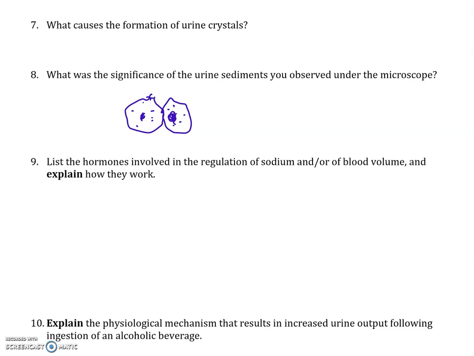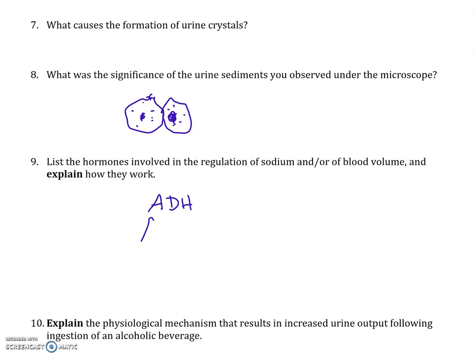List the hormones involved in the regulation of sodium and or blood volume and explain how they work. Well, there are 3 that you should know, and that would be ADH, antidiuretic hormone. ADH inserts water channels into the collecting duct of the kidneys, and please listen to the lecture on the renal physiology. It explains it there really well, and also your water balance. So ADH will insert water channels into the collecting duct cells and reabsorb water directly.